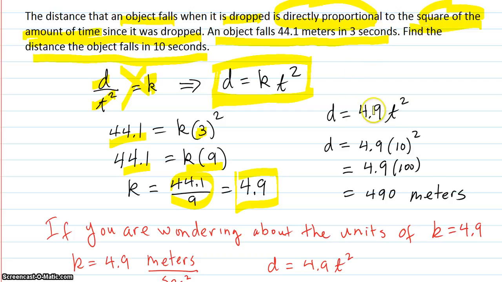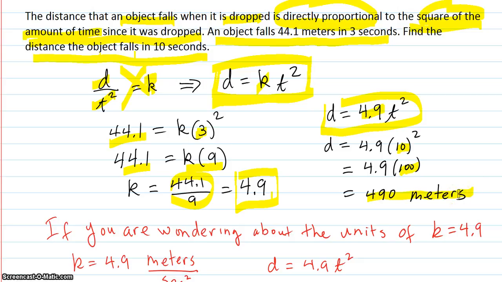Now, come over here, use the equation. d equals, now you know that k is 4.9, so you plug it in right there. And then you answer the question. Find the distance the object falls in 10 seconds. So you put the 10 in there, you square it, 100 times 4.9, you get 490 meters. That's the answer to the question.